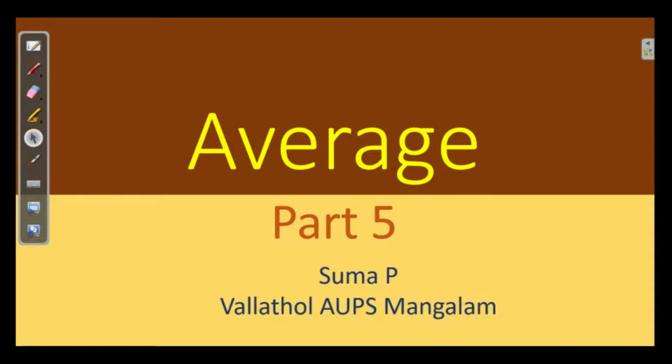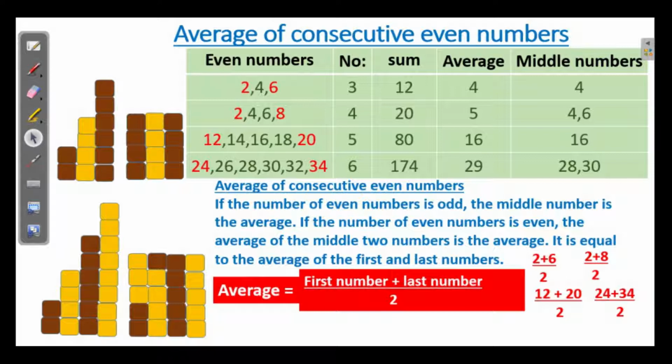Hi, everyone. Today, let us learn the tricks to find the average of consecutive even numbers. Which are the even numbers? 2, 4, 6, etc. And what is the average of these three numbers? It is 4, the middle number. Sum is 12, number of terms is 3. 12 divided by 3 is 4, which is the same as the middle number.